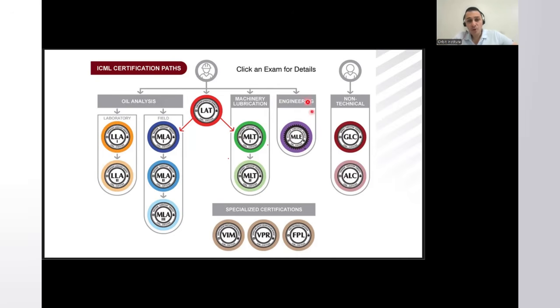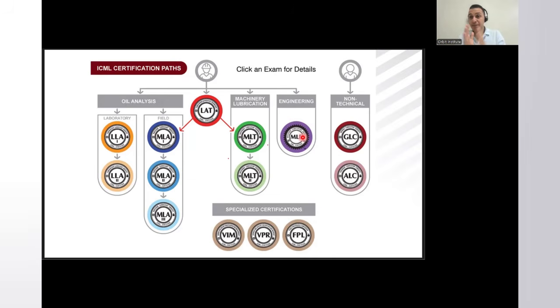I'm going to talk now about the MLE, and this is one of the certification paths that many people are confused about. What is the difference between machinery lubrication analysis and machinery lubrication engineering? So what's the difference between MLE certification and MLA certification? MLE certification is a big combination of the machinery lubrication analysis certification and a lot of reliability topics and reliability knowledge.